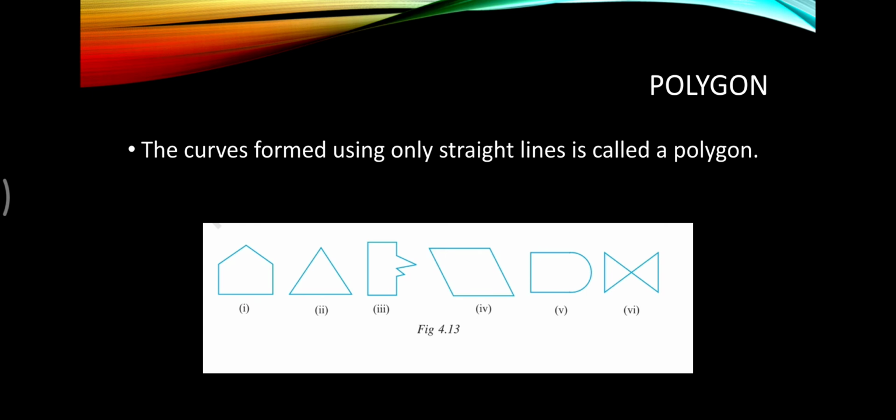Now this is polygon. A curve is called a polygon when it is made up of only straight lines. No curved line is there, only straight lines. There are 6 examples: 1, 2, 3, 4, 5, 6. All the figures are made up of straight lines only. There is no curved line, only straight lines drawn by scale, and these types of figures are called polygons.